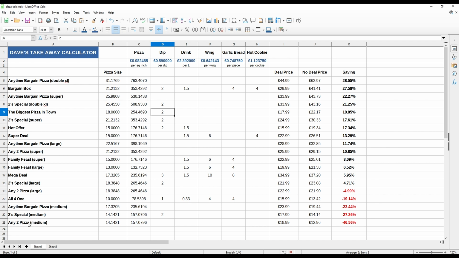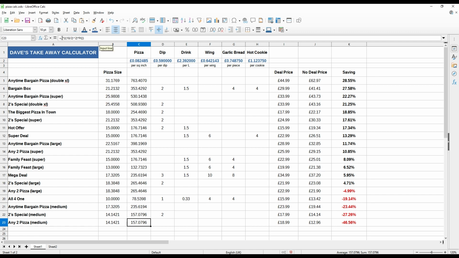And at the bottom here, you've got the any 2 pizzas. If you get 2 pizzas on their deal, which works out to about a 14.1421 inches squared surface area. That annoys me, the fact that it's square inches there, but then it's litres for the drink. You've got imperial and then metric units all mixed up within one menu. But that's Great Britain for you, eh?